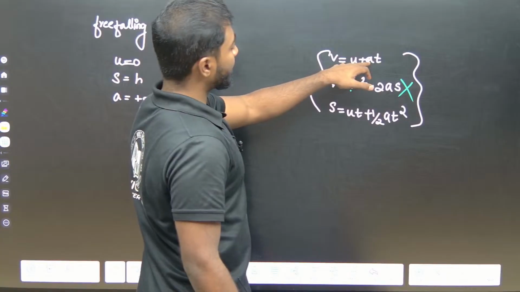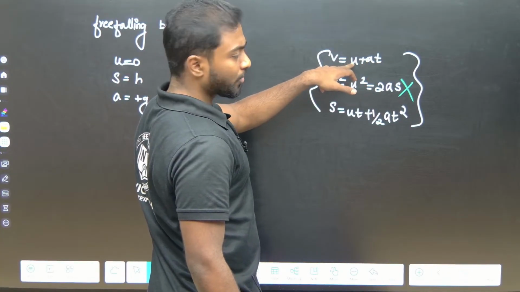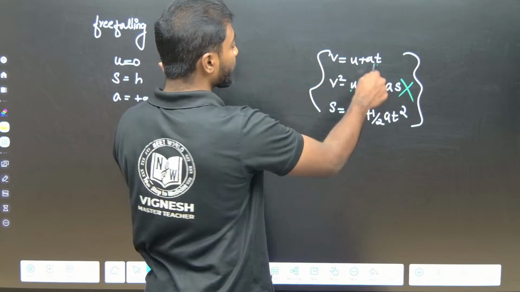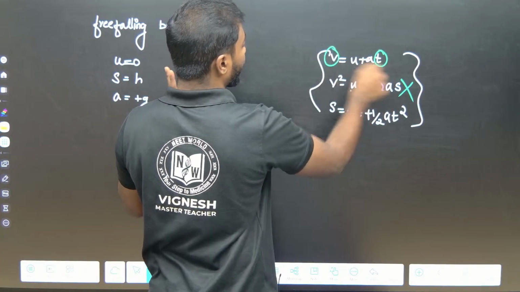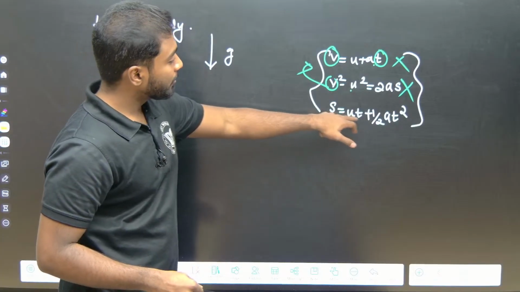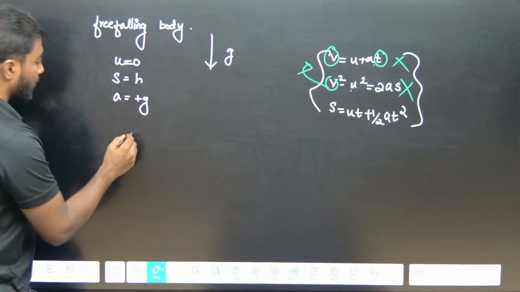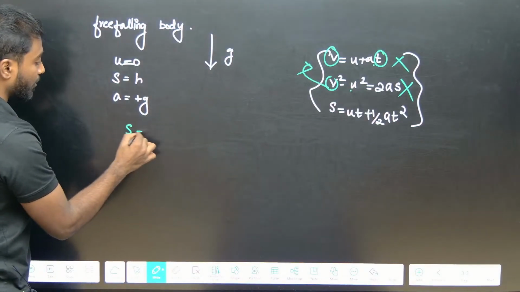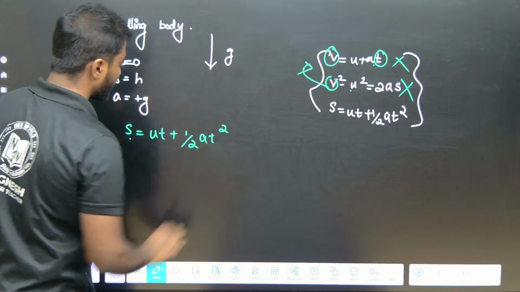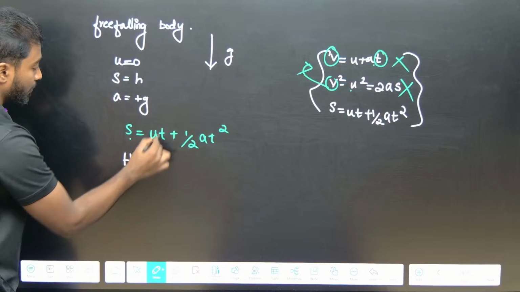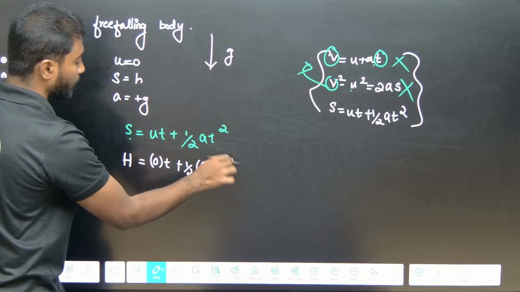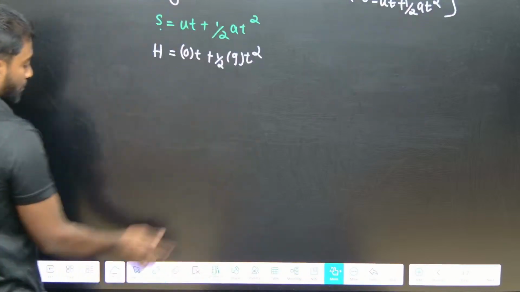In this case, a is there, t is not there, u is also not there, v is not there. So 2 unknowns are there, I cannot find. This is to find v. So when I see the third equation, t is the only unknown, I can use it to find t. Yes, I can use the third equation. s is equal to ut plus half at square. So h will be equal to 0 into t plus 1 by 2 into g into t square, right?